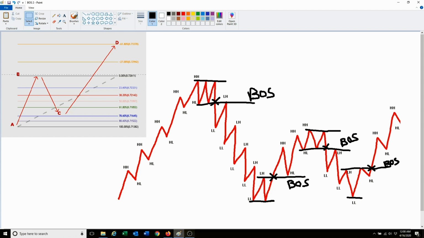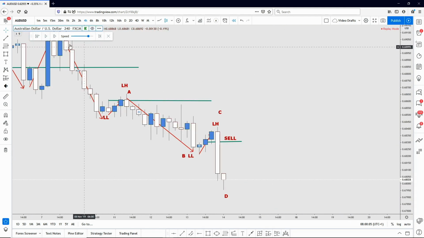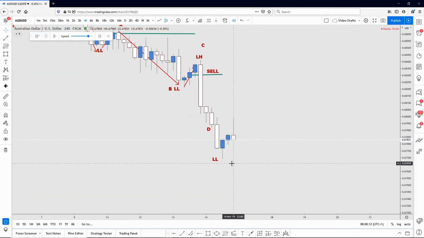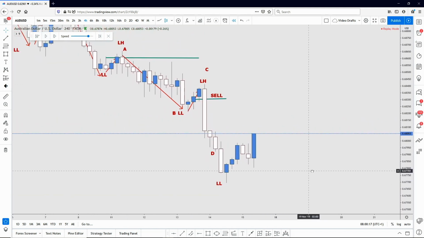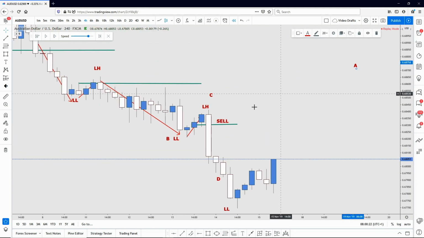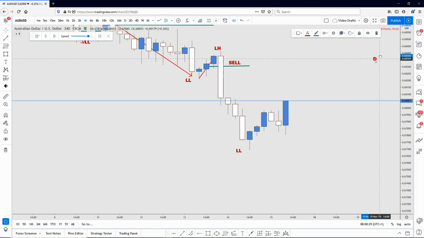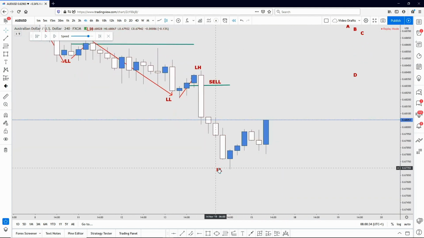Okay, so let's go back to this drawing. So we're just going to keep hitting play on the replay tool, see what happens. So price is falling, falling, falling. Okay, so let's see what's happening here. So I'm just going to remove point A, point B, point C, point D. So this was a pretty good sell. It made a significant lower low.